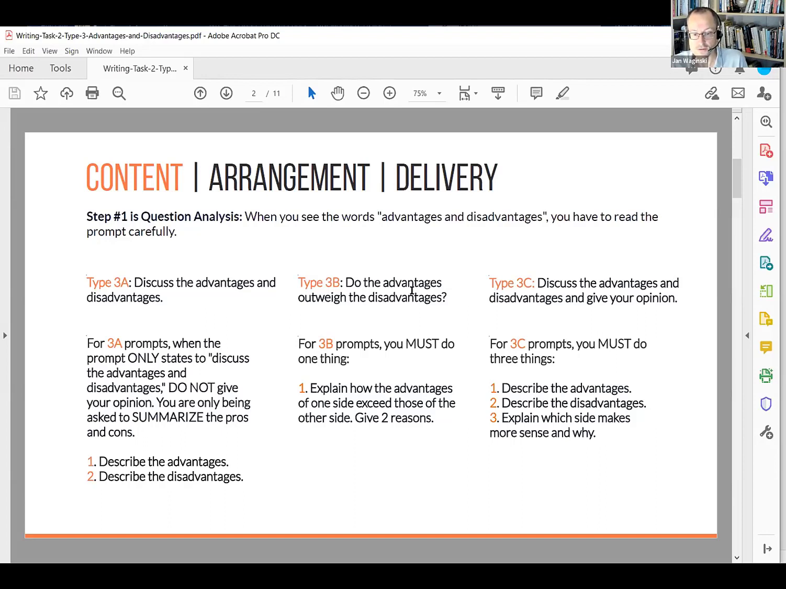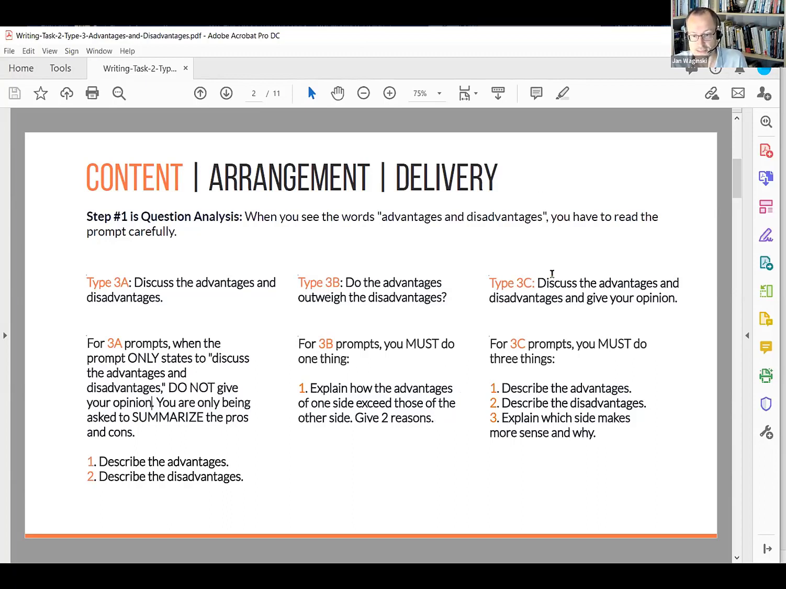The second one you can get, do the advantages outweigh the disadvantages? You only need to do one thing. Explain how the advantages of one side exceed those of the other side, and give 2 reasons. This is very similar to agree, disagree. You do not need to talk about both sides. You can acknowledge one side, but that's it.